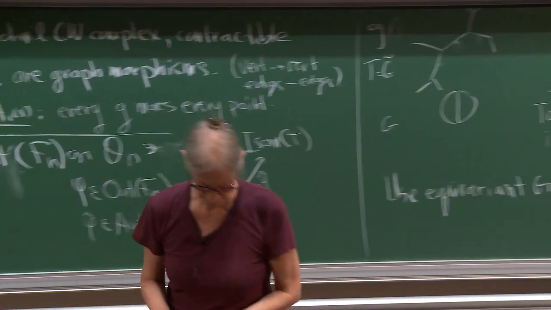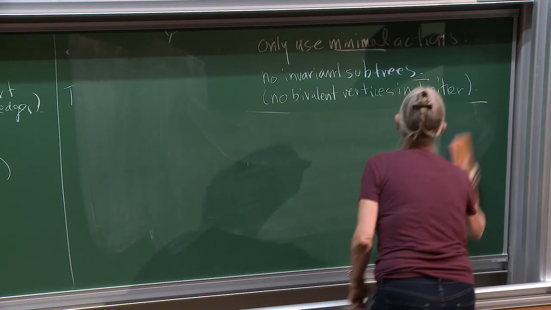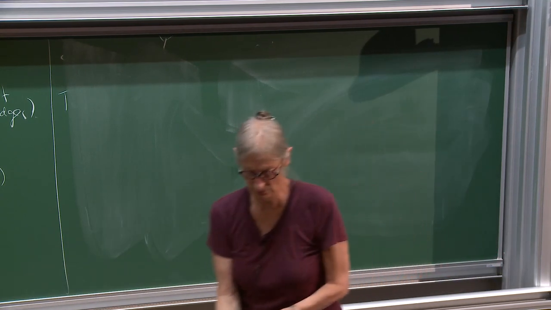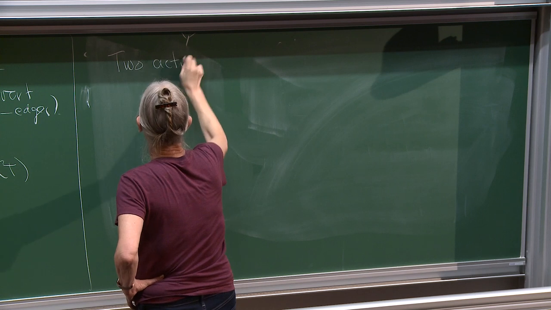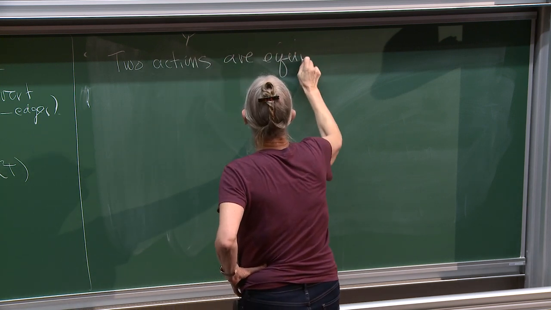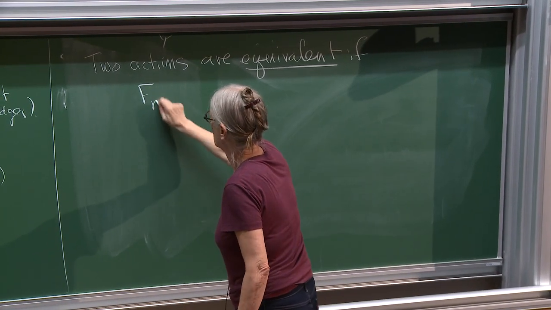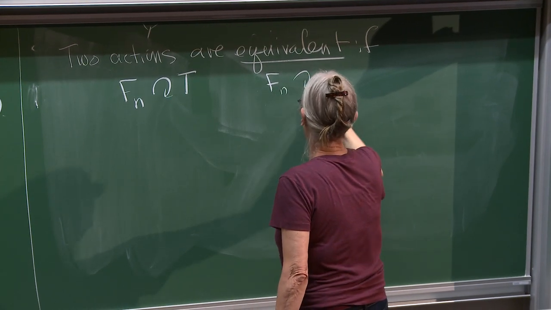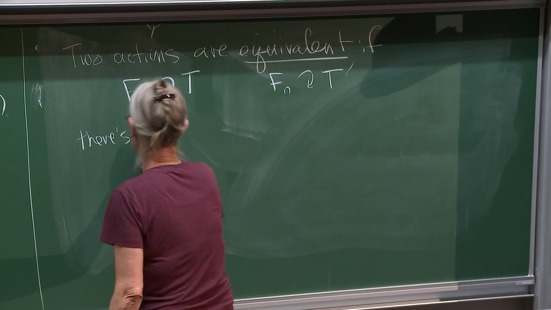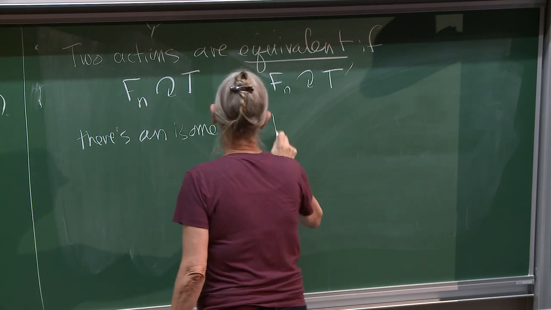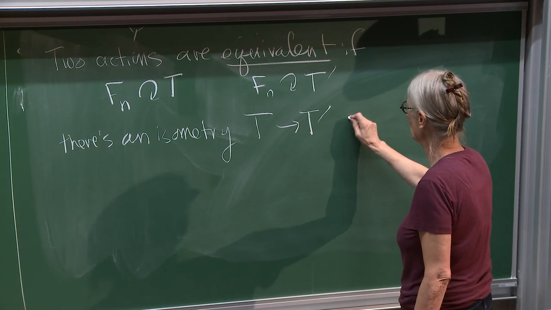I guess I'm really not done with this definition quite yet. Only use minimal actions. And I don't really want the action to depend on how I drew the tree in the plane. Say two actions are equivalent if there's an isometry, so Fn acting on T and Fn acting on T prime, if there's an isometry from T to T prime, commuting with the action.